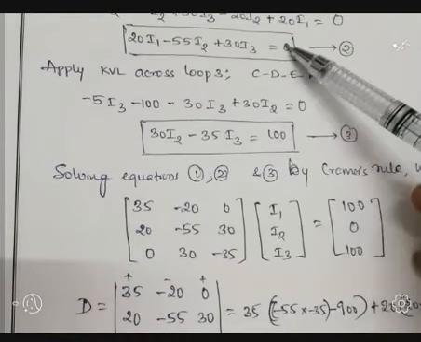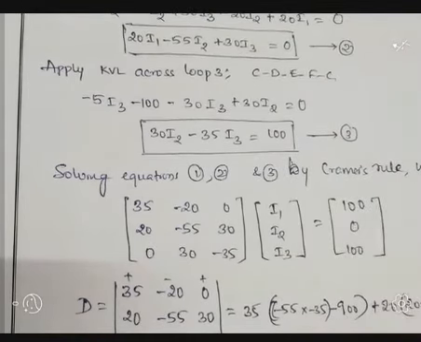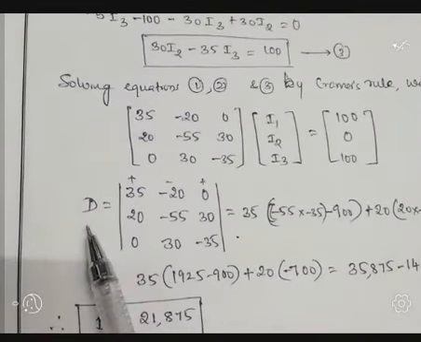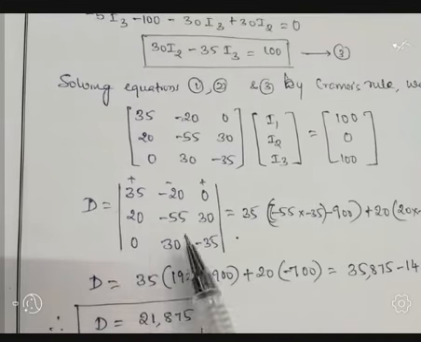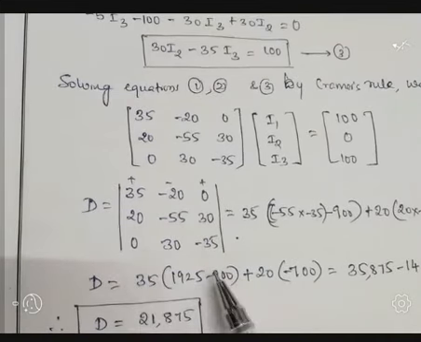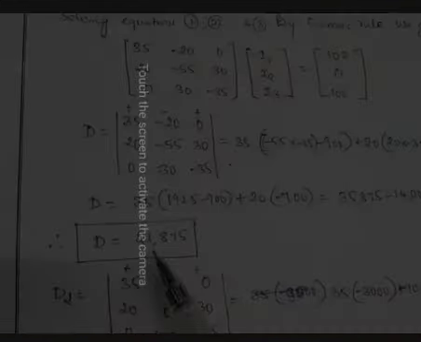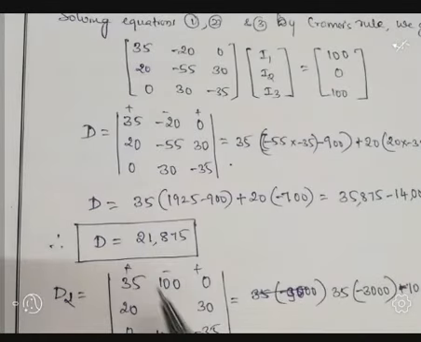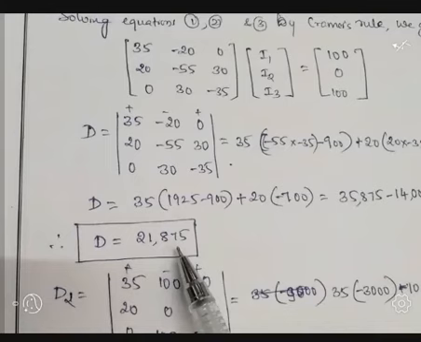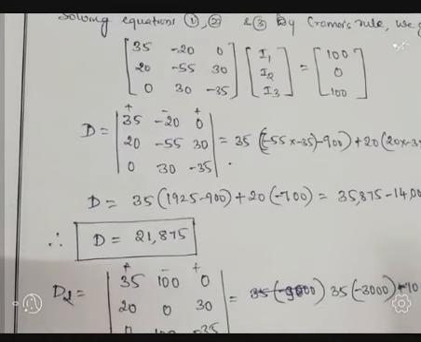So let us calculate D first. We already discussed D in the previous example. Likewise we calculate D, and we got D equal to 21,875. Is it necessary to calculate D1, D2 here?